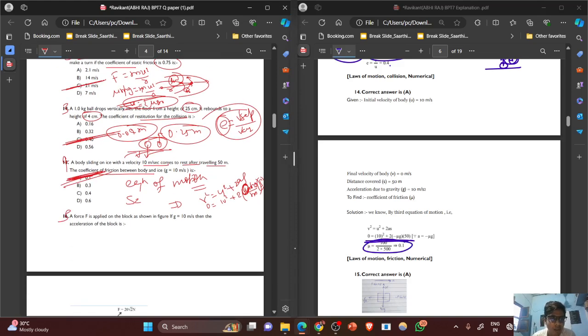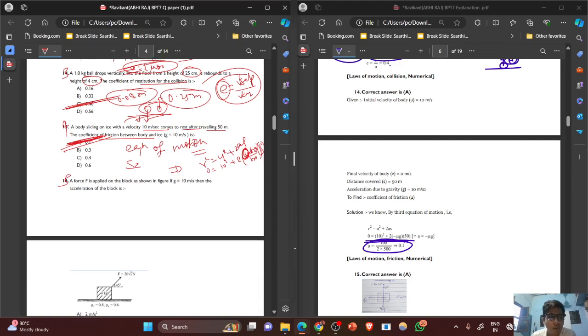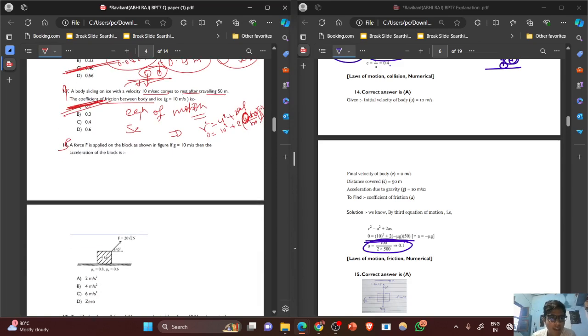Moving ahead to your next question. A force F is applied on the block as shown in the figure. Then the acceleration of the block. It's again a simple question. Mu is given. So it will be simply your 20 root 2 into 1 by root 2. It will be simply 20 Newton in the horizontal direction, and here 20 Newton above. Below it will be 40 Newton.